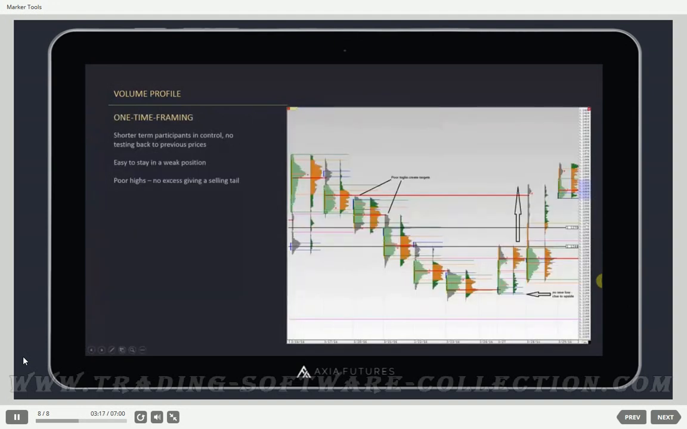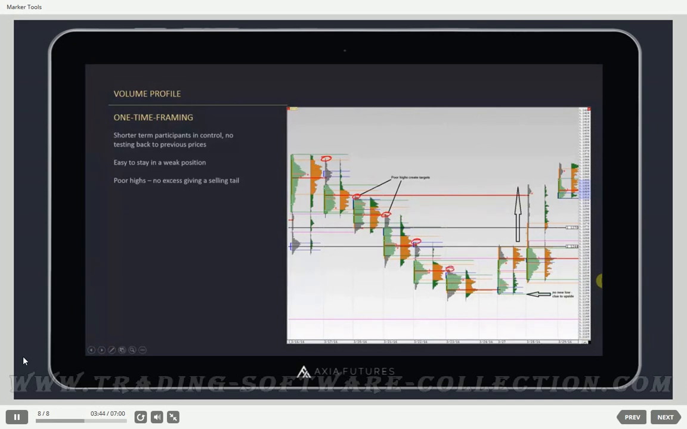Now, this is kind of putting it all together, but something that I do look at quite a lot: one time framing. One time framing is where you get a consistent move of lower highs or higher lows. So in this example, this is the Euro dollar currency. You get a lower high, a lower high, a lower high, a lower high, a lower high.